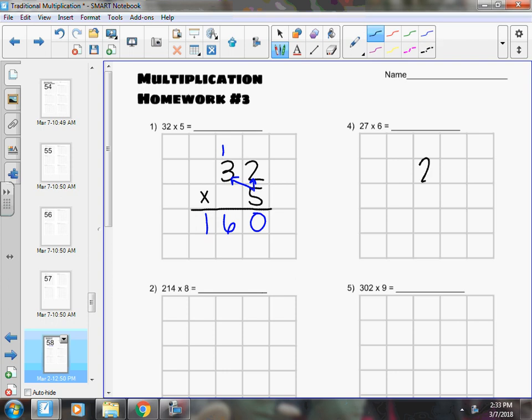Let's do the one right next door, 27 times 6. 6 times 7, then 6 times 2. 6 times 7 is 42. 6 times 2 is 12, plus 4 more, 13, 14, 15, 16.